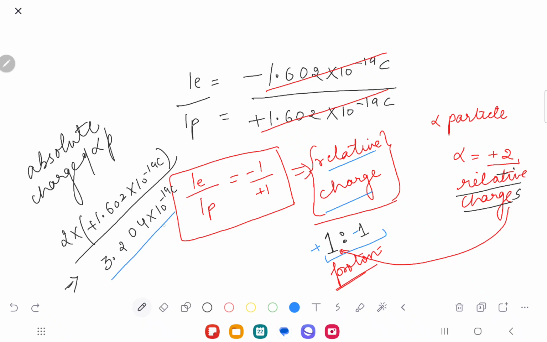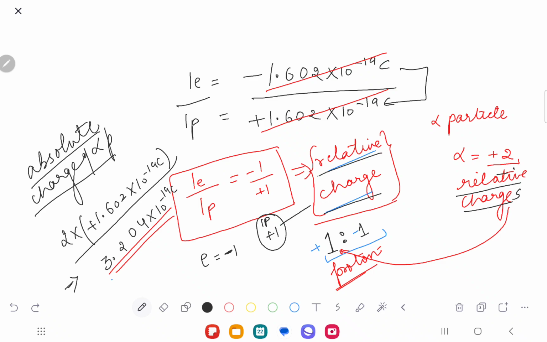What I'm trying to tell you here is that absolute charges are basically the actual charges, and we generally deal with the relative charges. So going forward, if I say the charge of an electron is -1, it should be clear to you that this is not the actual charge. And if the charge of a proton is +1, again it is not the real charge, it is a relative charge. I hope you're understanding.